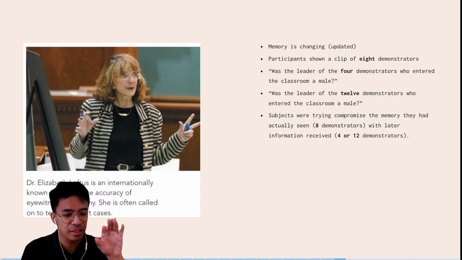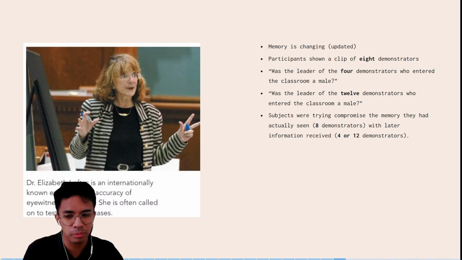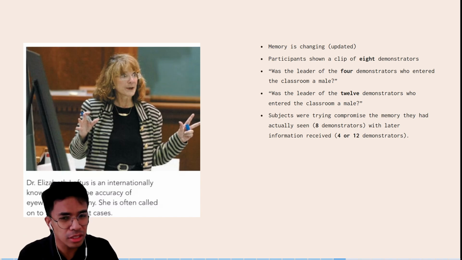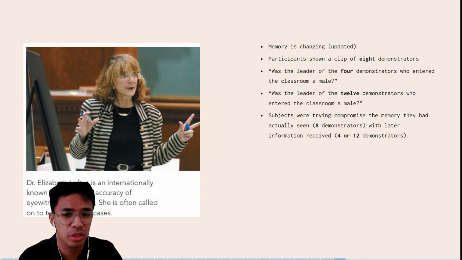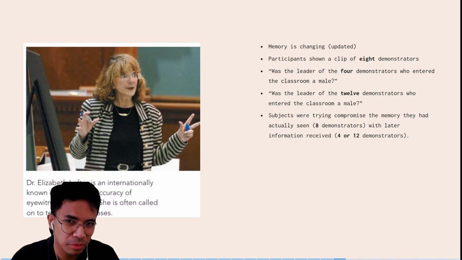Even though, this is the clincher, this is the important thing, no? They were shown 8 demonstrators. Both of them saw 8 demonstrators. Okay? They've actually seen the same clip. They've actually seen the same 8 demonstrators. But they are actually trying to compromise the information that they've seen because of the new information. So, what is she demonstrating? Memory can be manipulated. It can change, no? Depending on the information that you have received.